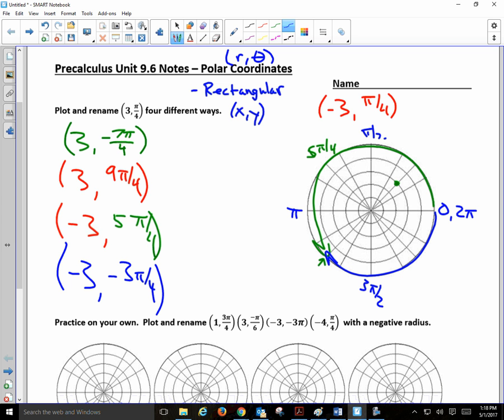So all of these are what we call coterminal angles. Okay, I'm sorry, not all of them are coterminal angles, but maybe you could call them coterminal points, in that they end up at the same position. Okay.